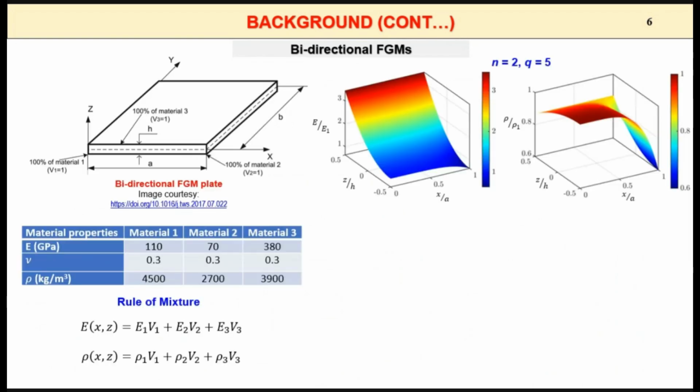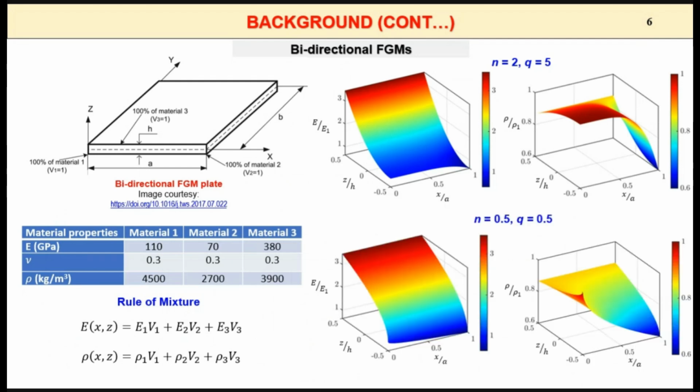So I have taken two values. This N is equal to 2 and Q is equal to 5. And this is the plot for the effective Young's modulus, and this is for the effective density. And it is normalized by the material properties, the Young's modulus of material one.